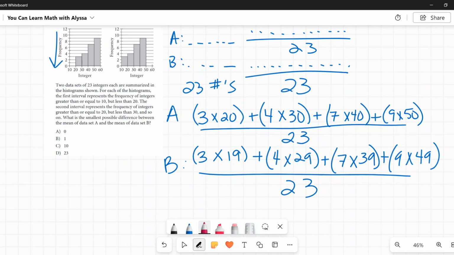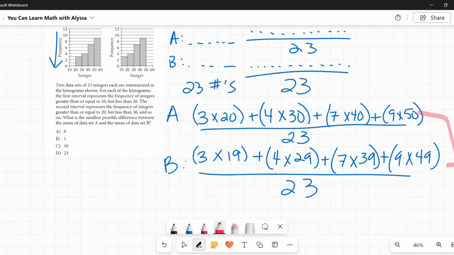Here's the sort of eureka moment, and the SAT honestly used to have a lot more of these, what I call eureka problems, where you have to have this sort of epiphany to go like, oh, I see what you're doing, like it's a puzzle. They're not as many, but they're still there, and this is one of them. Look at how close these are. We've got 3 times 20 and 3 times 19. 4 times 30 and 4 times 29. 7 times 40, 7 times 39. 9 times 50, 9 times 49.